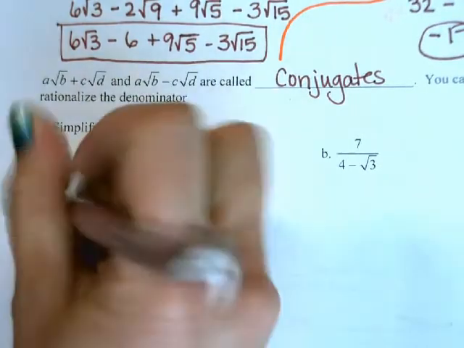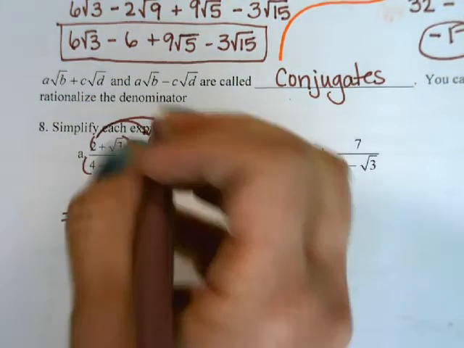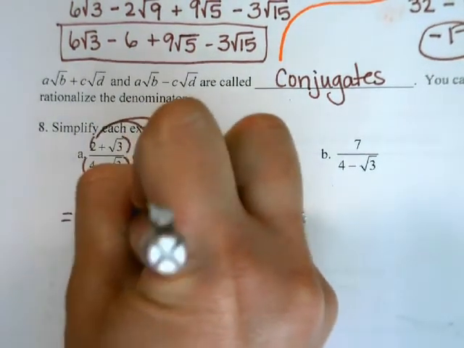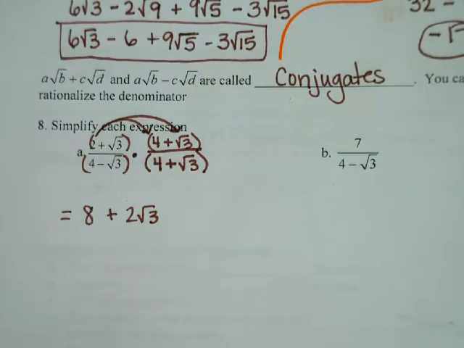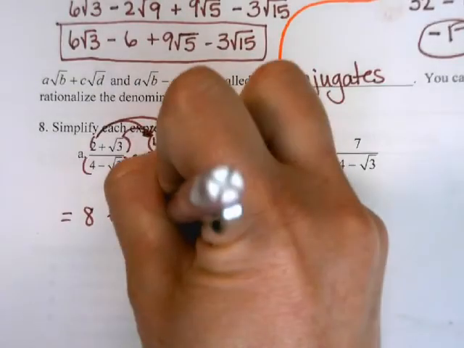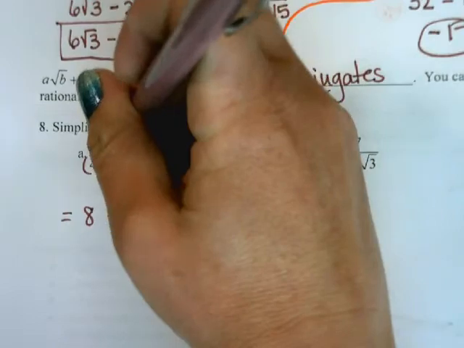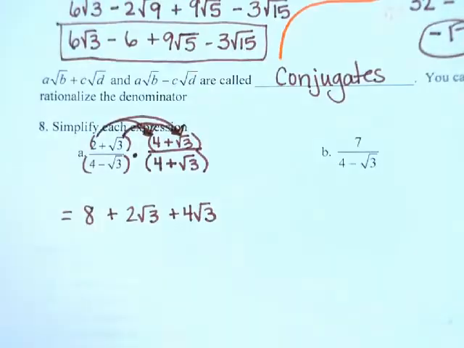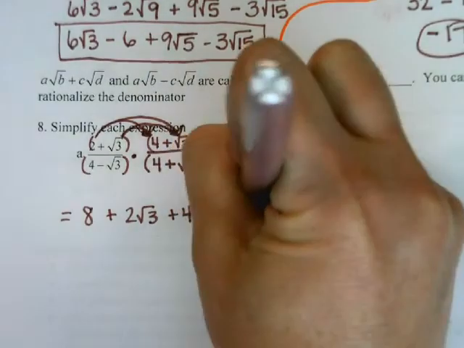2 times 4 is 8. 2 times root 3 is 2 root 3. Root 3 times a positive 4 is 4 root 3. Root 3 times a root 3 is square root of 9.